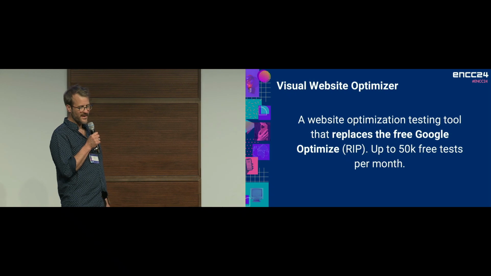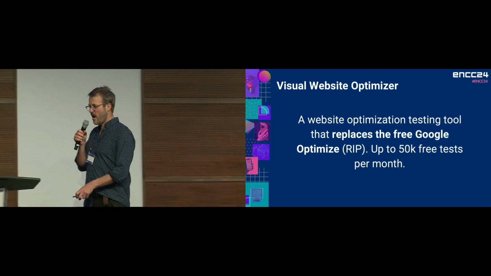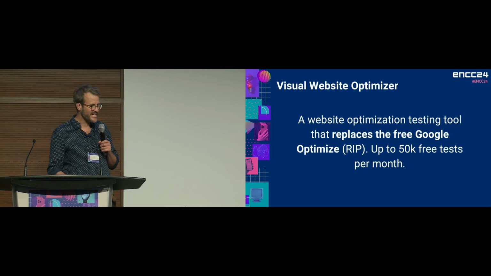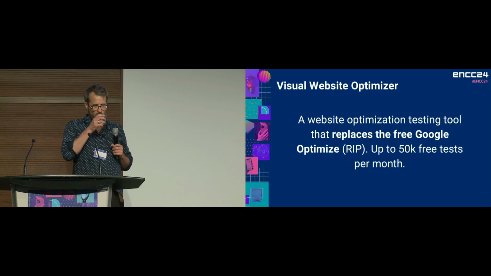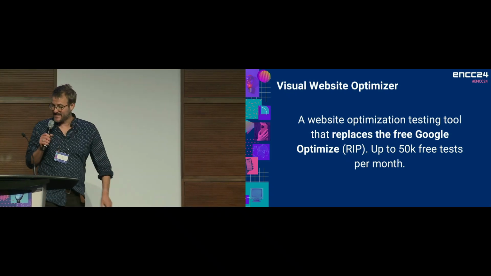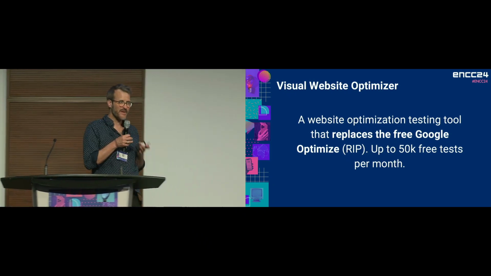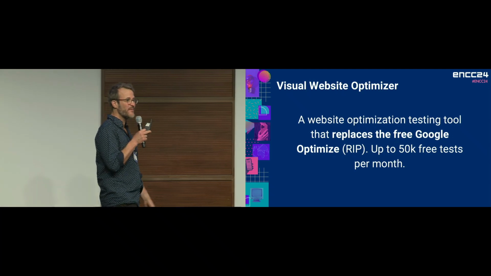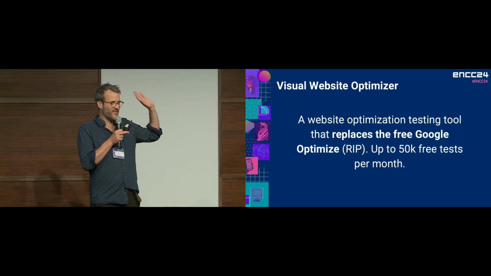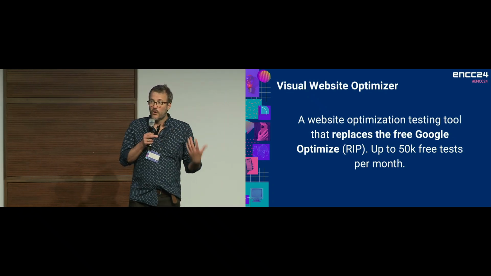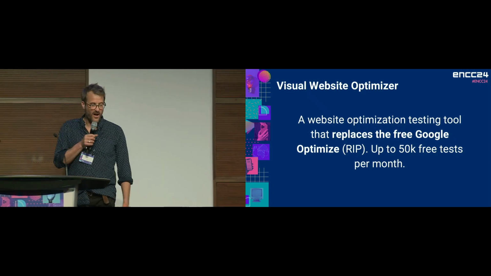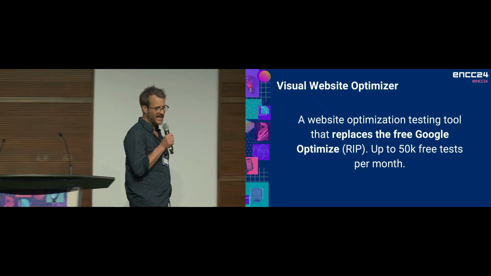Final one is Visual Website Optimizer. It's a tool that replaces the free Google Optimize tool. And it offers you up to 50,000 free tests per month. So maybe one more quick show of hands. How many people used Google Optimize back in the day? Yeah, okay. That helps you optimize your key pages. What we mean by that, in a moment.